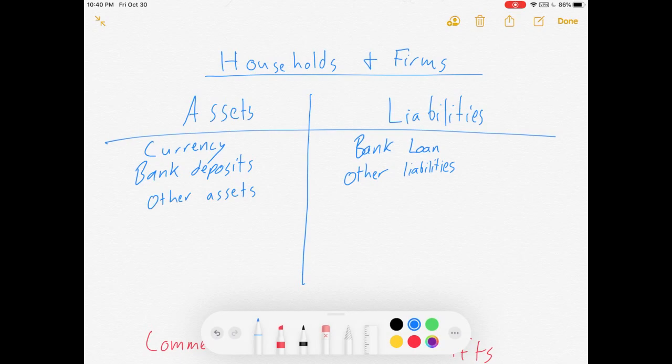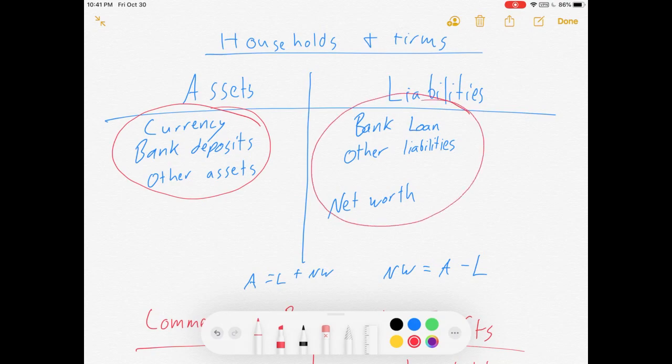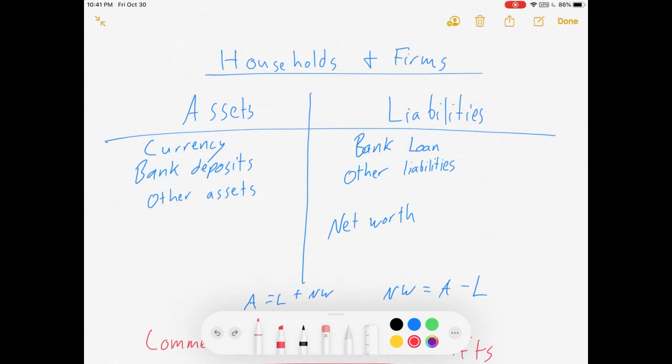And then we usually put net worth on this side as well. Our assets will equal liabilities plus net worth. And if I want to rewrite that, I can say that my net worth is equal to my assets minus my liabilities. So that's why we put it in here. It makes this all balance out, because whatever's on the left side has to add up to whatever's on the right side. So there's a household or firm's balance sheet. Those are the main things we're interested in this money and banking section.